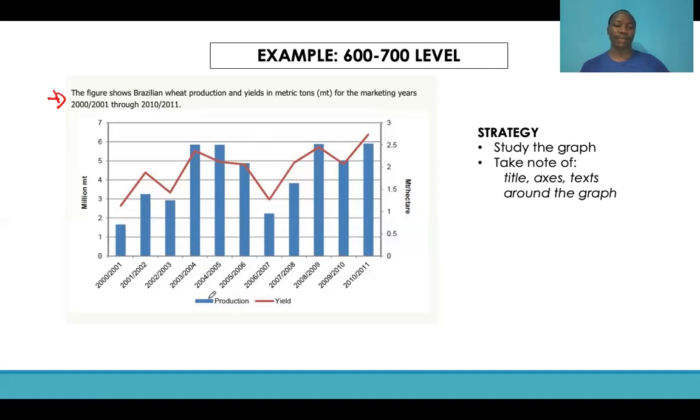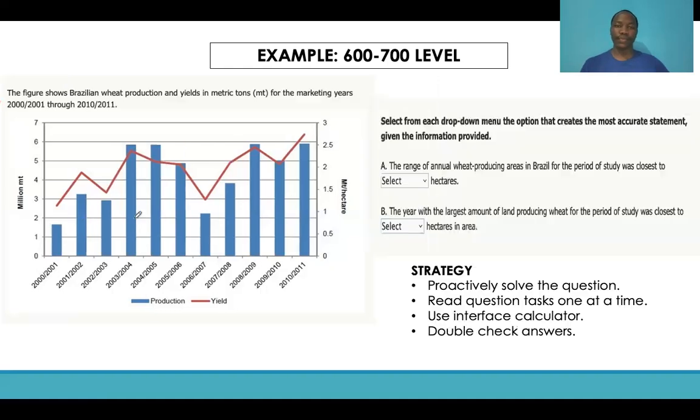And we have our key here: the blue bars are for production, and the red line is for yield. Then we have the x-axis, the years from 2000-2001 all the way to 2010-2011. So make sure you study all these axes, understand the title, and any text around the graph. Make sure you read through and understand what the text is about.